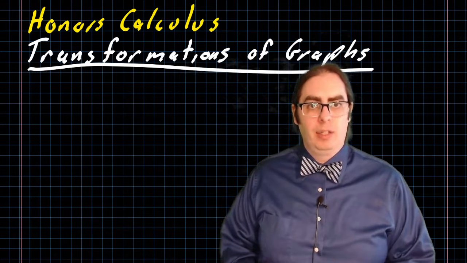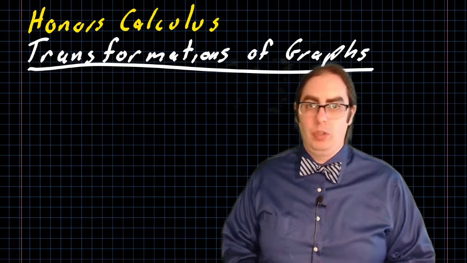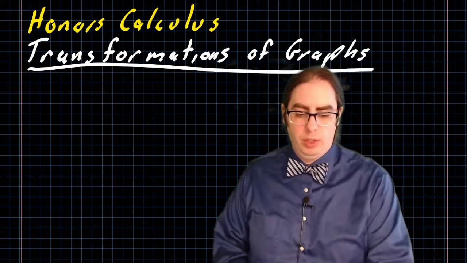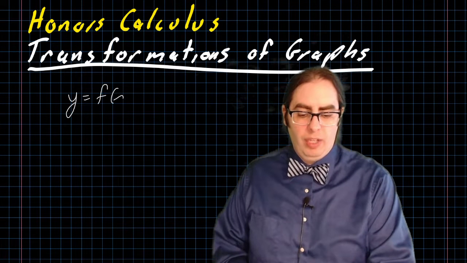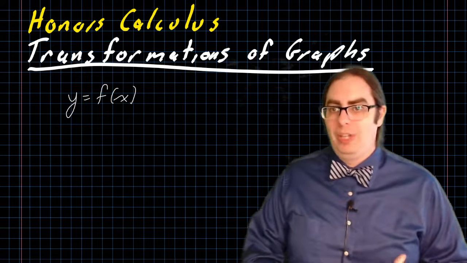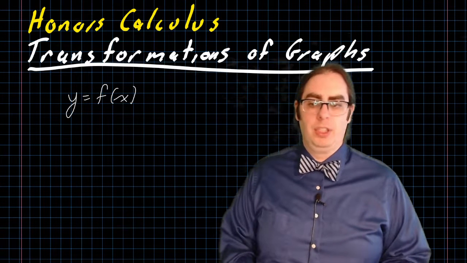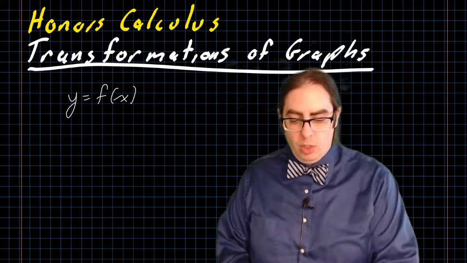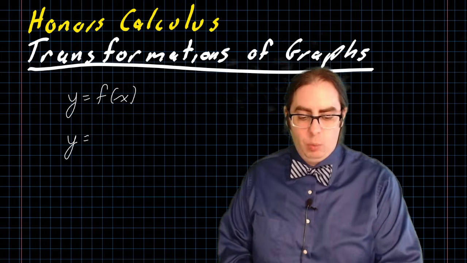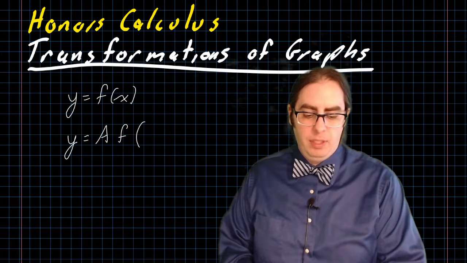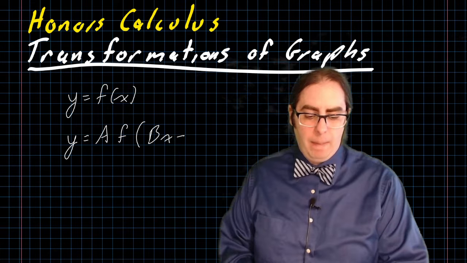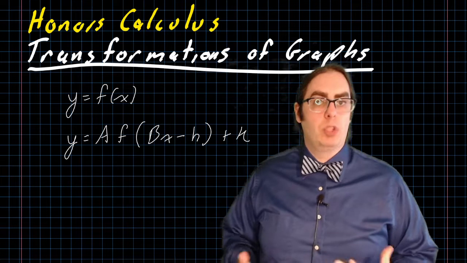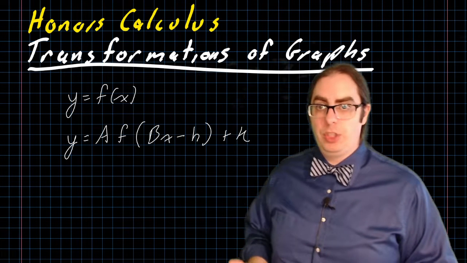The idea here is going to be to find a way to take a known graph of a known function, or possibly a known graph of an unknown function, y equals f of x, and find a way to relate that to a graph of a different function if we can find a way to write them with respect to one another. So specifically, we're going to be looking at y equals a times f of (bx minus h) plus k. This is what we're talking about when we say a transformation of a graph.